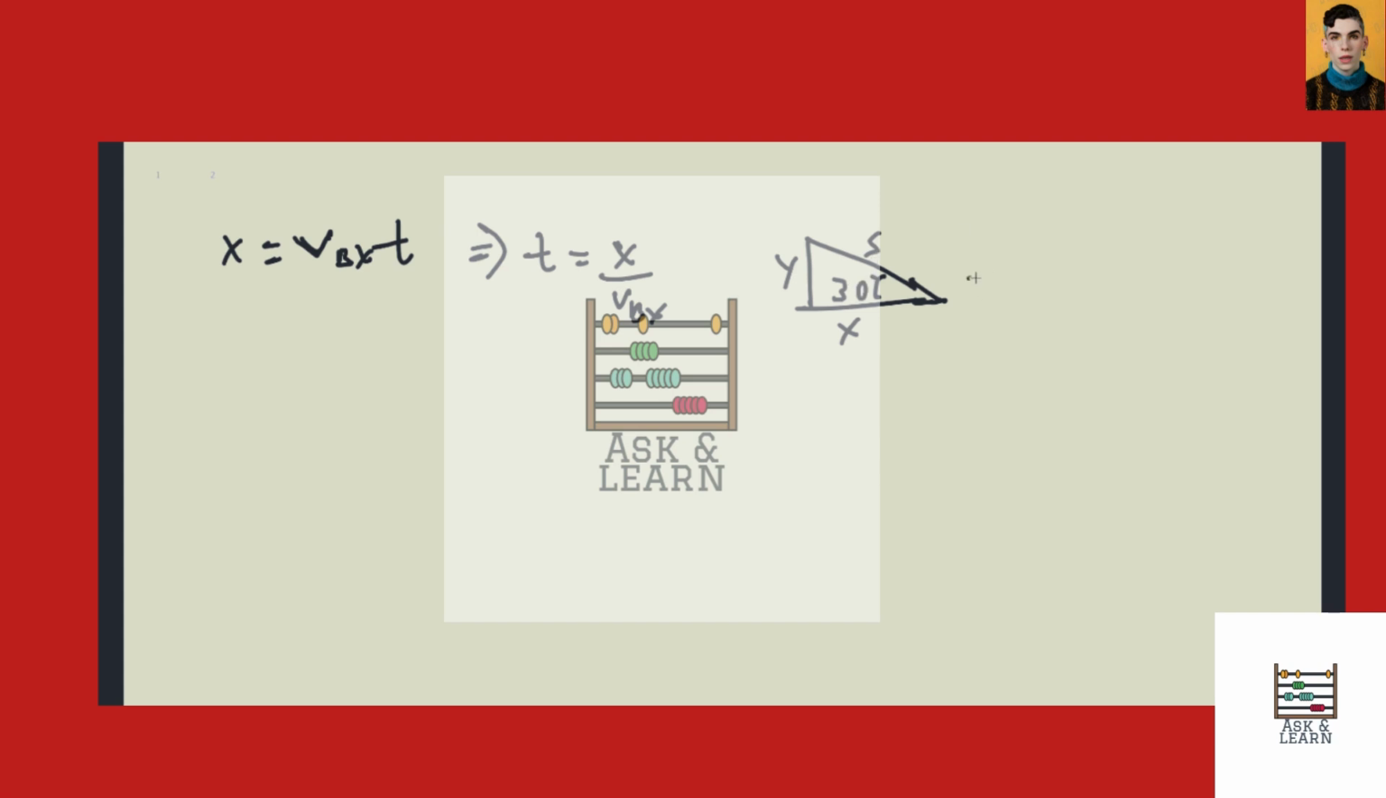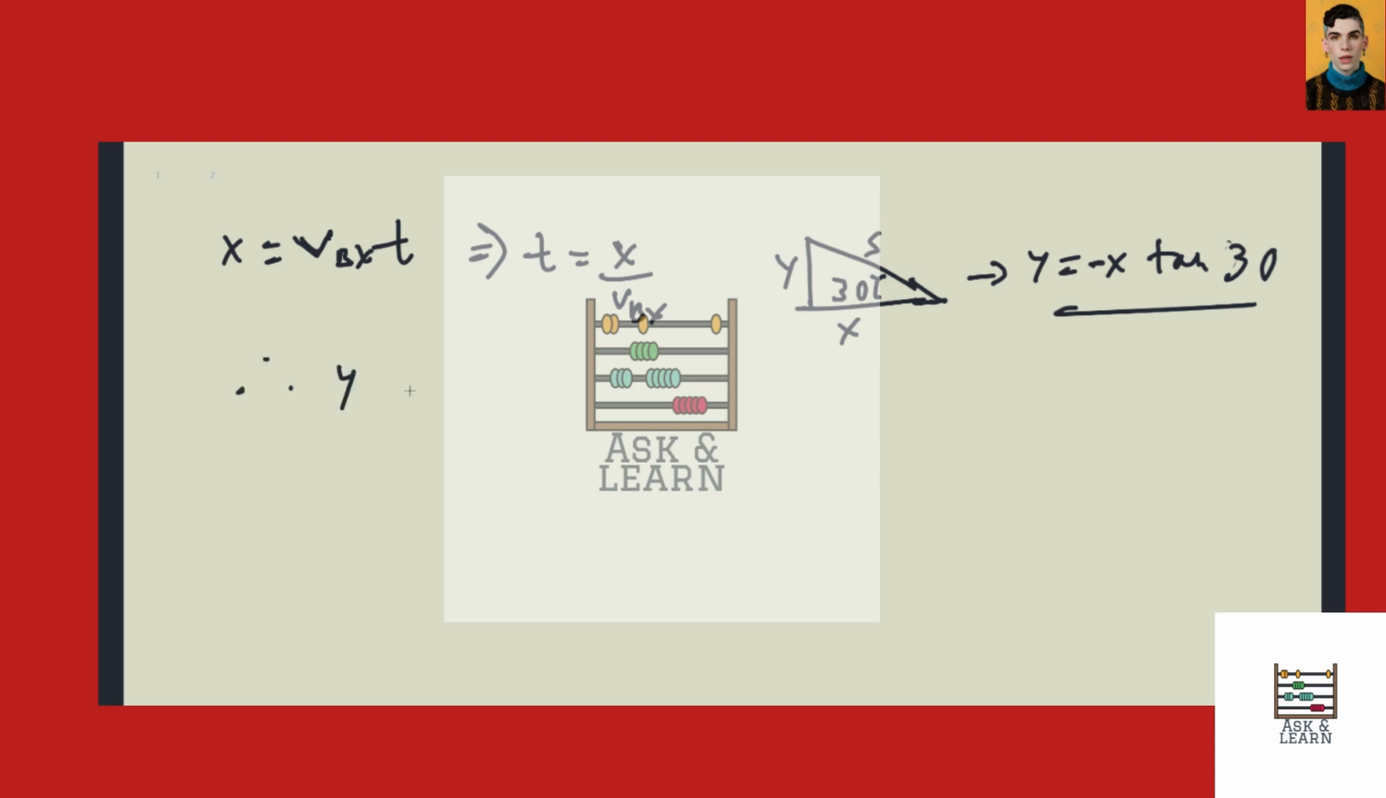So y over x is tan 30. So y has to be x tan 30. I should write 30 and not theta there, sorry. And so this will be a negative because y is going down. So y is negative x tan 30.